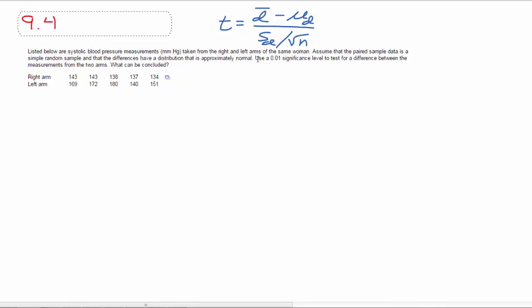So in this case, the claim is we're looking to test for a difference between the measurements of the two arms. So isn't the null going to be the same? So that's going to be just 0. So we're basically just going to have the average of the differences divided by, this is S sub d. I'm sorry, it looks like an A, but that's S sub d, which is just the standard deviation of the differences. So after we get these 5 different scores, we're going to have to calculate the mean and standard deviation of them, and then we divide that by the square root of n.